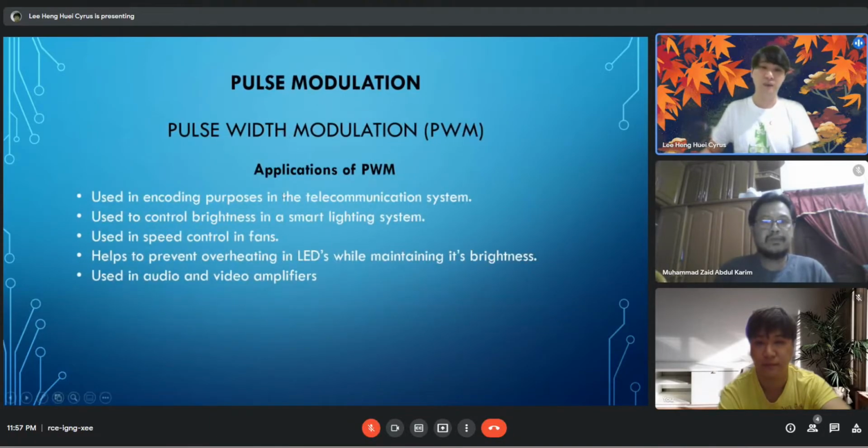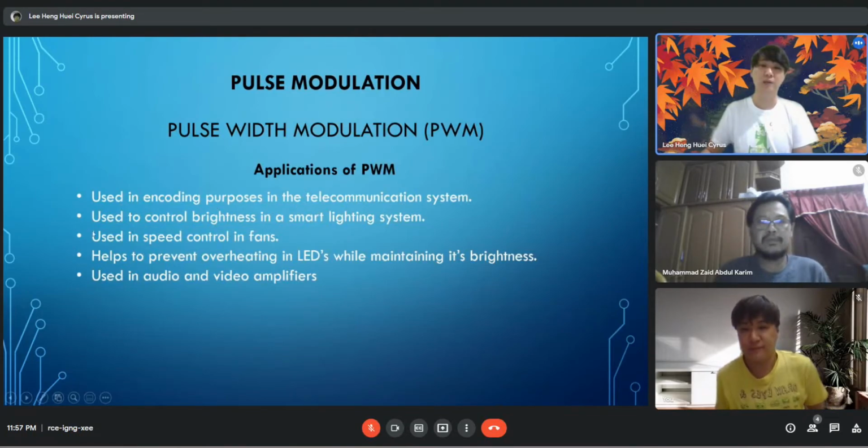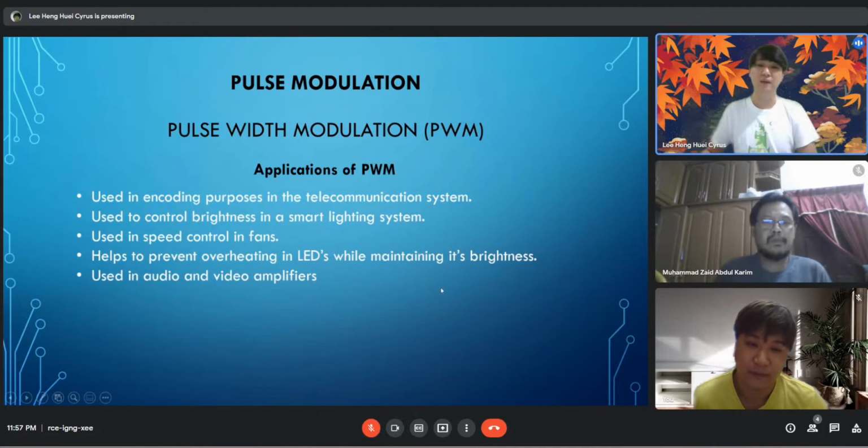Okay, PWM applications: it is used in encoding purposes in telecommunication systems, to control brightness in smart lighting systems, for speed control in fans, to prevent overheating in LEDs while maintaining their brightness, and in audio and video amplifiers.